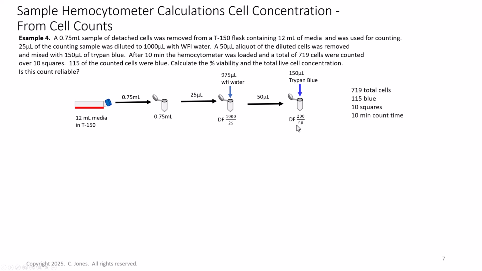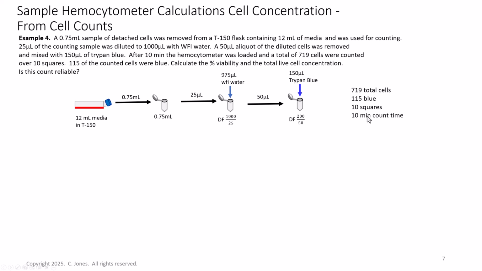And then we summarize our cell counts. We counted 719 cells over 10 squares. So you're already thinking this is roughly 72 cells per square. So that's not good. 115 cells were dead, right? Were blue. They were non-viable.